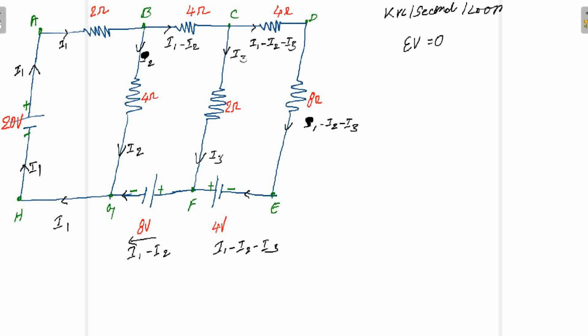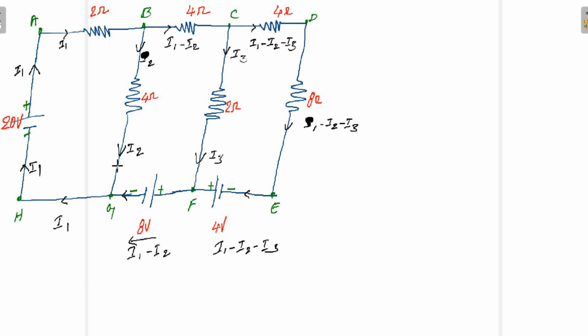Let us apply KVL. To apply KVL, what do you have to consider? First of all, you need to denote some directions. Let us consider this is one loop, this is the second loop, and this is the third loop.